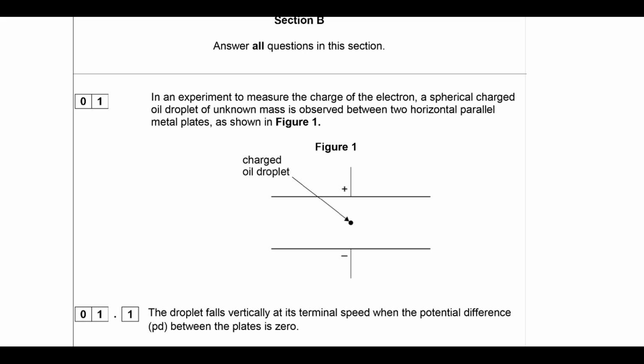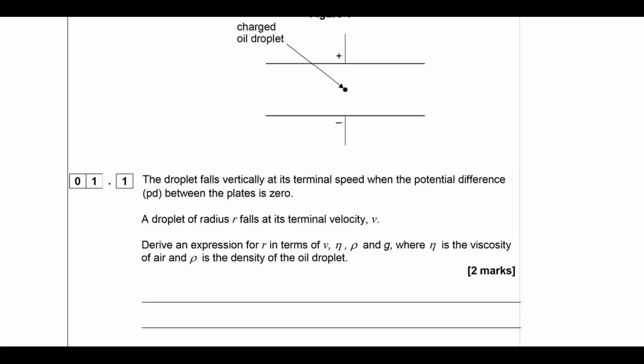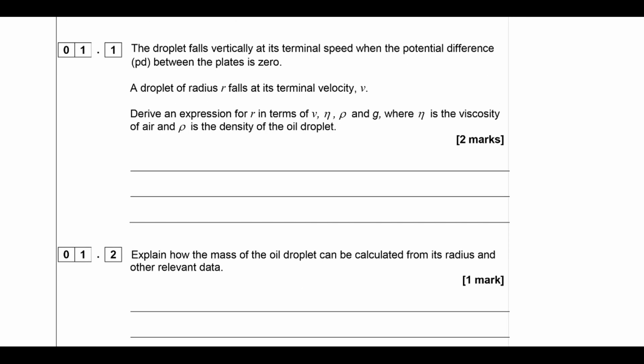So we've got a charged oil droplet, we don't know its mass, and it's falling between two horizontal metal plates, so in an electric field. The droplet falls vertically at its terminal speed when the potential difference between the plates is 0. So we've got no electric force at the moment. A droplet of radius r falls at its terminal velocity v. Derive an expression for r in terms of v, the viscosity, the density, and the gravitational field strength or acceleration.